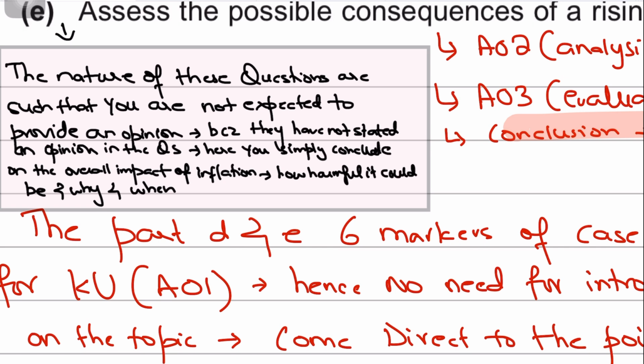And remember, guys, a lot of students have this misconception that conclusion is evaluation itself. No, conclusion is not evaluation. Evaluation leads to a conclusion. Remember that. Evaluation ultimately ends on a conclusion or a judgment. Okay.